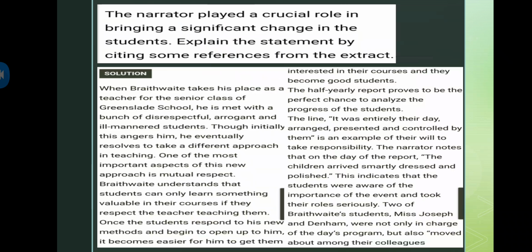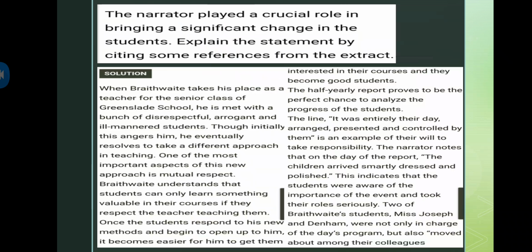Then he realized that if he wants respect, he needs to give it to the students, and only then can he get it in return. And that's what he applied: to teach in a proper method and to gain respect from the students. Later, once the students responded to his new methods and began to open up to him, it became easier for him to get them interested in their courses, and they became good students.